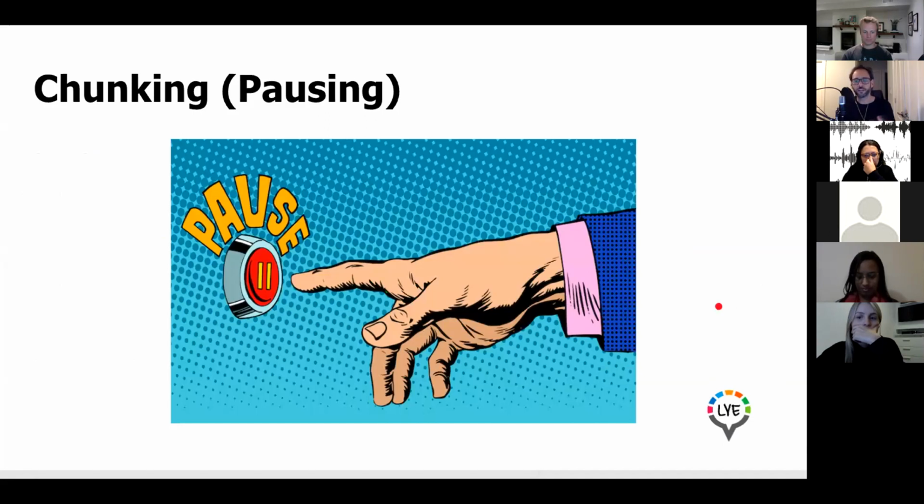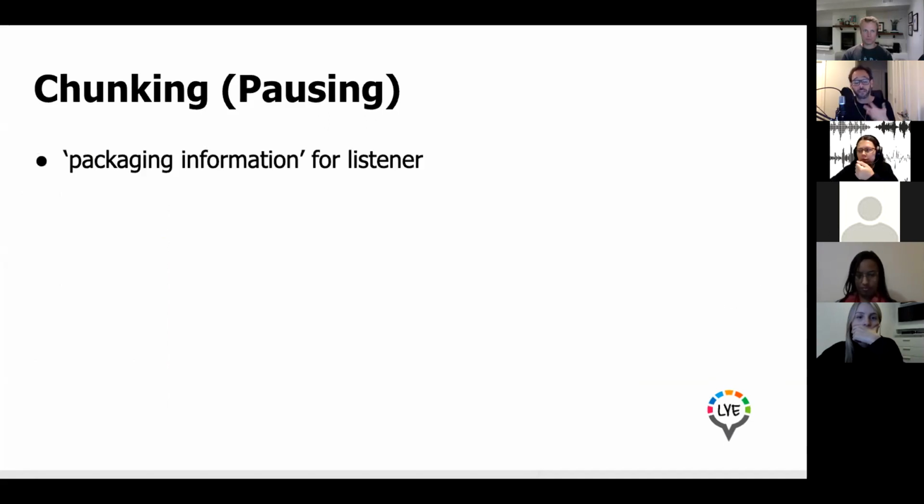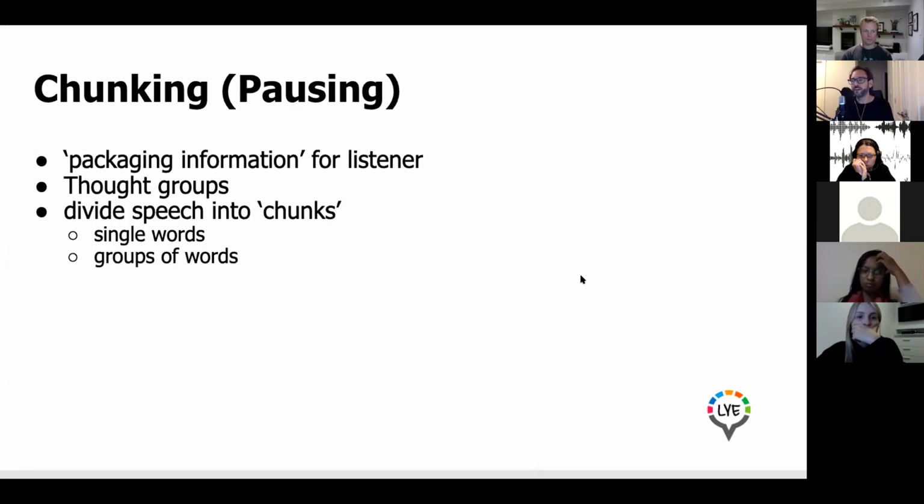So chunking, another way of explaining what chunking is, is basically how we package information for the listener. And we can package this information in thought groups. And again, the idea is simple. We're basically dividing our speech into chunks. Sometimes you can divide them into single words, or sometimes you can group them together.